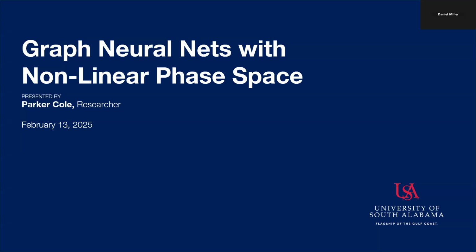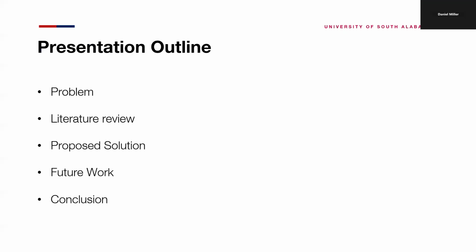So, hi everyone. My name is Parker Cole. A lot of you know me, some of you don't. Today I'm going to talk about my research, which is on graph neural networks with phase-space analysis. And if you don't know what that means, that's okay. That's why I'm presenting. And I just wanted to thank everyone for being here. It's somewhat early. I mean, it's School of Computing early. So, yeah, I'll get right into it.